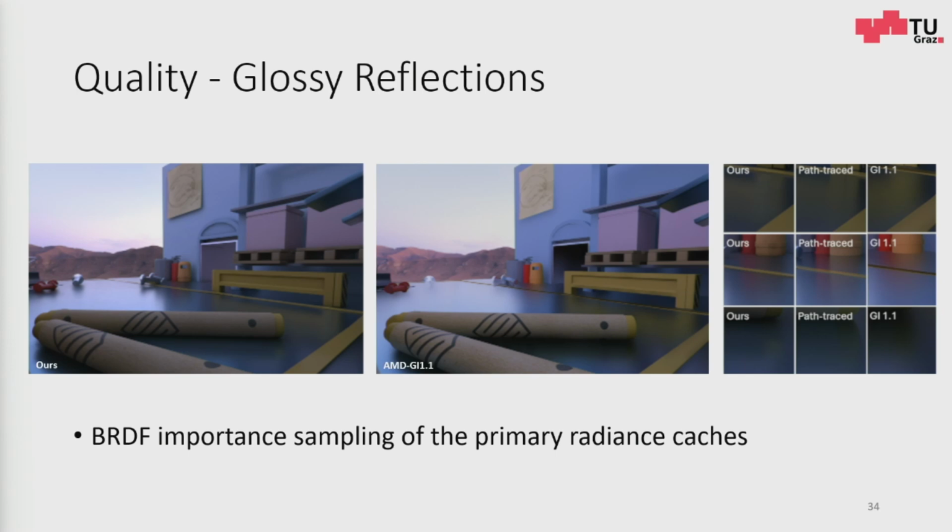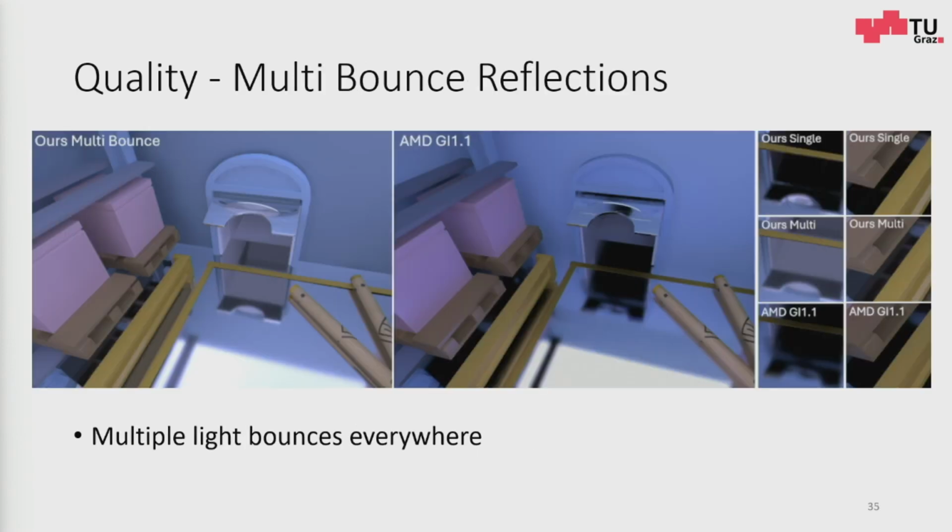But in the case of having multiple bounces, here you can see an extreme difference. What you see here is that our approach can capture the multiple bounces in the shaft of the scene, whereas AMD-GI is unable to do that because they can only handle multiple bounces in screen space. They cannot handle multiple bounces outside of screen space. So yeah.